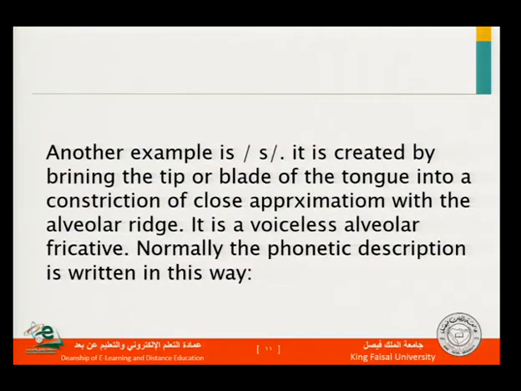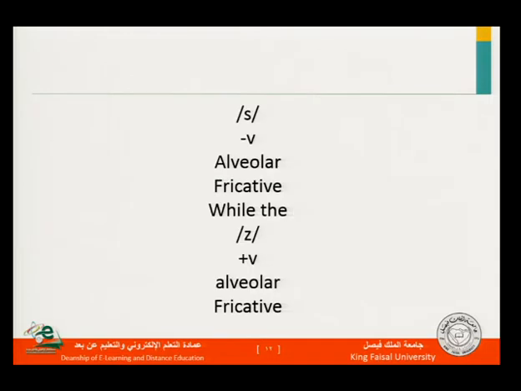Another example is the S, which I have already given to you. If I want to talk about the S, it is minus voice, alveolar, and fricative, while the Z is plus voice, alveolar, and fricative. Notice that both of them are fricative, both of them are alveolar, but one of them is voiceless and the second is voiced, and as such we have two different sounds. I have used the three parameters to differentiate between the S and the Z.